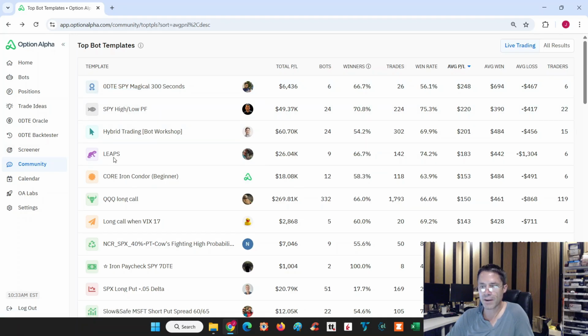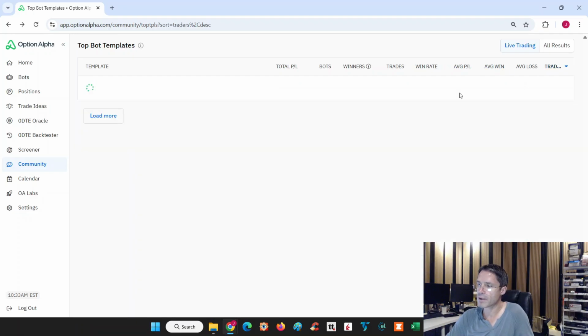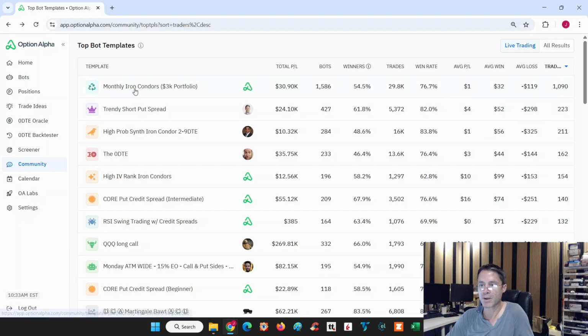So we've gone with average P&L, and then this is the list according to the average P&L. If you wanted, I don't know, wherever interests you. So traders, let's see, the most people are doing monthly iron condors on a 3K portfolio. 1,090 people running that as a strategy. And then all the strategies down here.